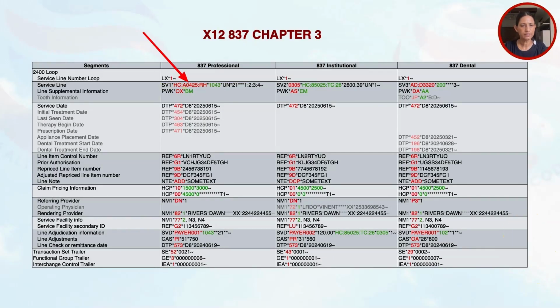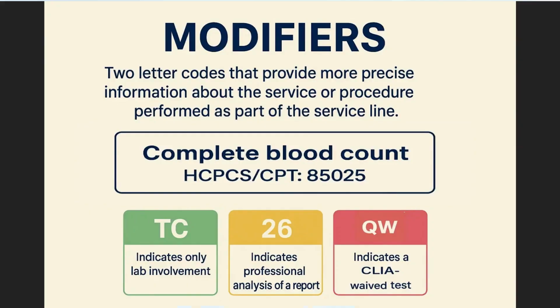The second component in SV101 carries the procedure code for the service. Then come a few occurrences of modifiers that can be used while performing a service. Modifiers are two-letter codes that provide more precise information about the service or the procedure performed as part of the service line. So for example, if there is a line for blood work, that is for complete blood count, some modifiers like TC or 26 can better explain if only the lab was involved or even any professional interpretation was done. TC indicates only lab involvement. 26 indicates that a professional was also involved in analyzing the report.